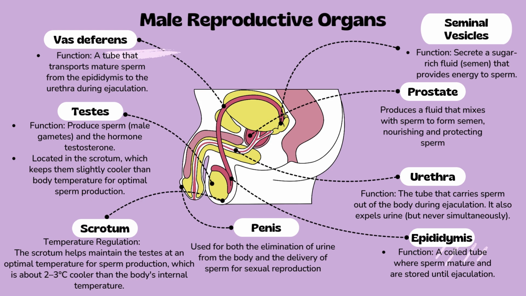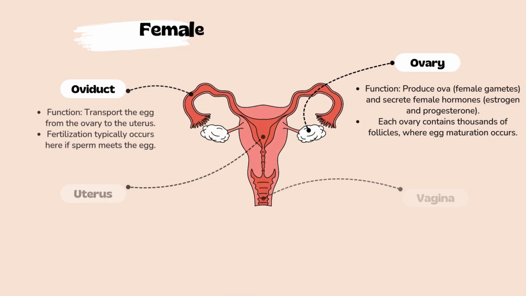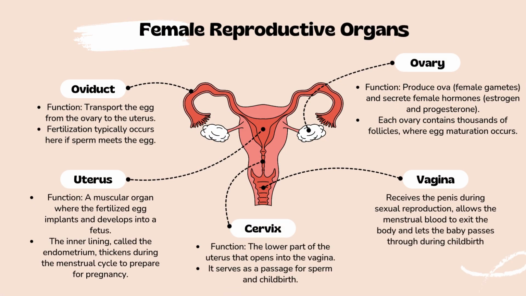Temperature regulation, the scrotum helps maintain the testes at an optimal temperature for sperm production, which is about 2 to 3 degrees Celsius cooler than the body's internal temperature. Female reproductive system, the female reproductive system is designed to produce ova, eggs, support fertilization, and nurture the developing fetus. Key organs and their functions: ovaries, function, produce ova, female gametes, and secrete female hormones, estrogen and progesterone.